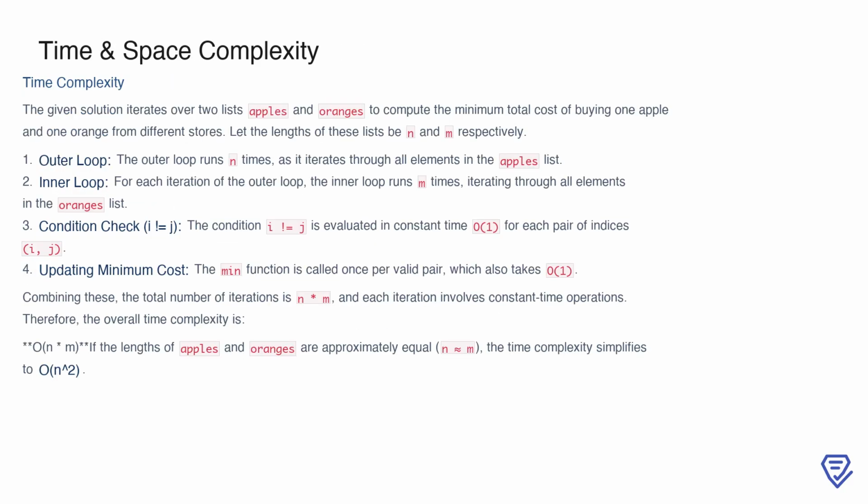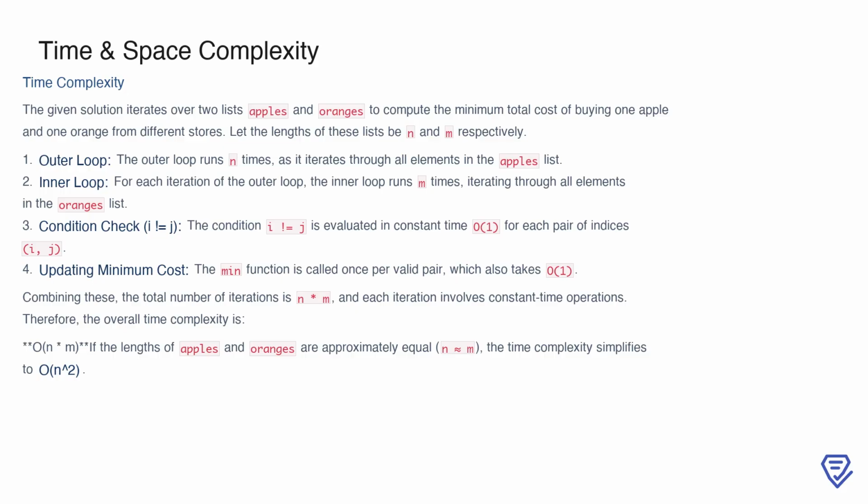In this solution, we calculate the minimum total cost of buying one apple and one orange from different stores. To achieve this, we iterate over two lists, apples and oranges. Let the lengths of these lists be n and m respectively. The outer loop runs n times, as it goes through each element of the apples list. For each iteration of the outer loop, the inner loop runs m times, iterating through all elements of the oranges list. Within these loops, the condition i not equal to j is checked to ensure we consider only pairs from different stores, and this check is performed in constant time, O(1).